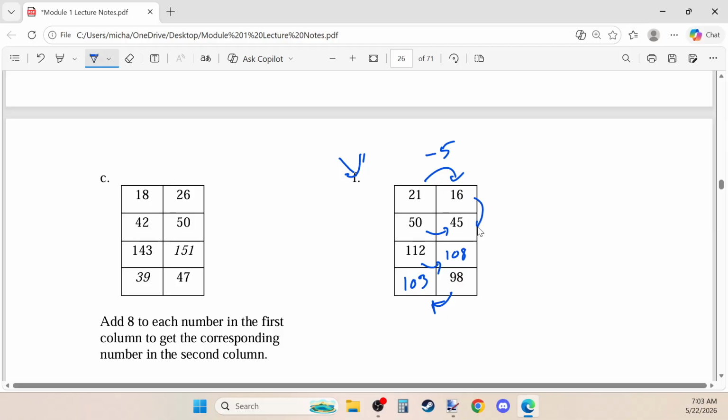Is there a pattern going this way? This one we add 29, I think. This one we add 63, and this one we're subtracting 10. Oh, and this is 107. This is 62. And this is subtracting 9. It looks like there are no patterns this way that I see. Just patterns going across.